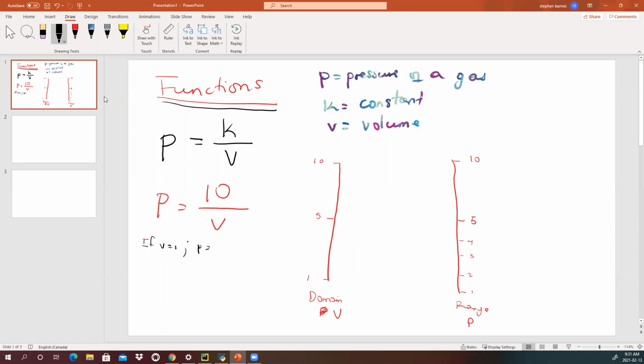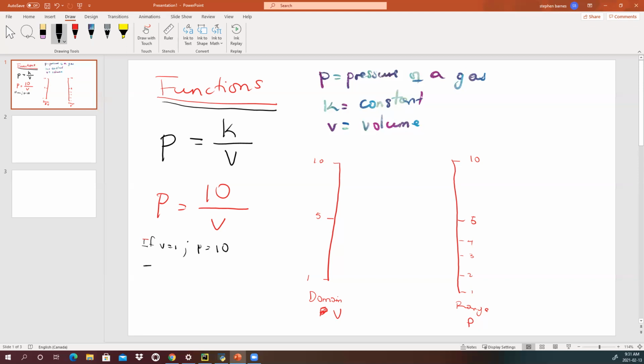What number... have you worked that out yet? If V equals 1, what is P? Hello? If V equals 1, what is P? It would be equal to 10. P is equal to 10.